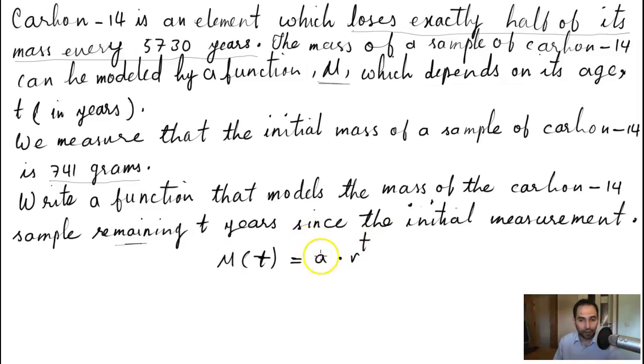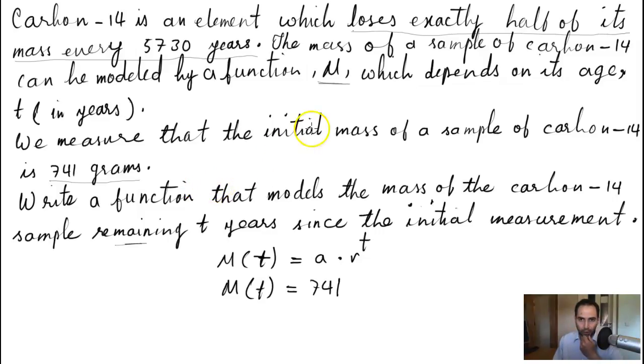Now, the initial value of this function when t is equal to 0 corresponds to the initial mass of the sample. So you can write this as m of t is equal to 741 grams. Remember that the output of this function, whatever that might be, is going to be in grams, because the initial mass is written in grams.